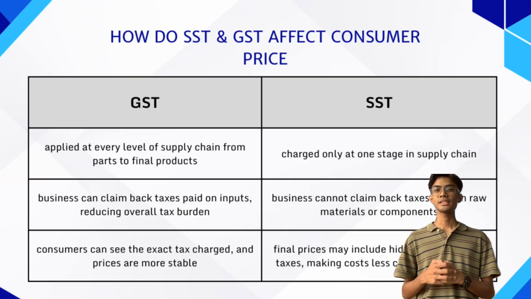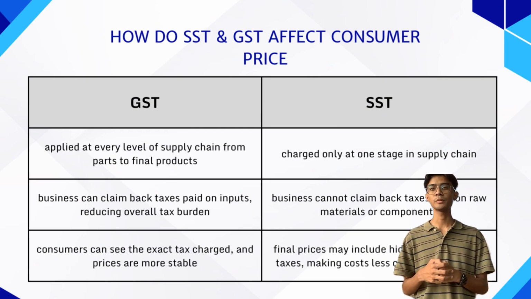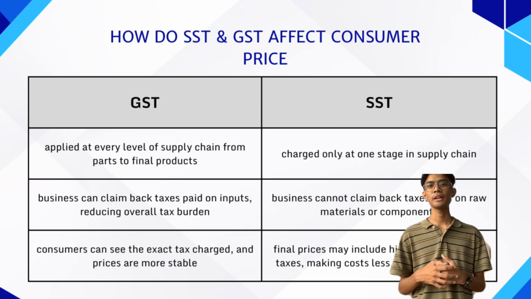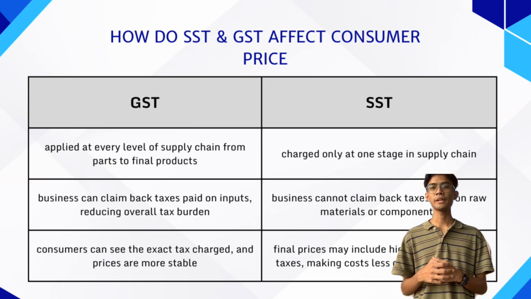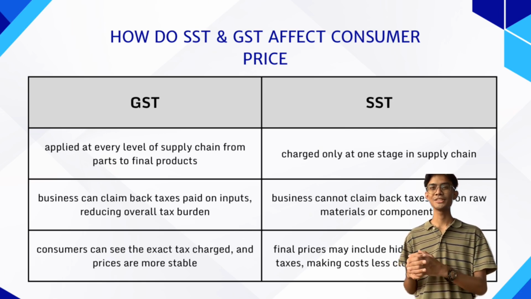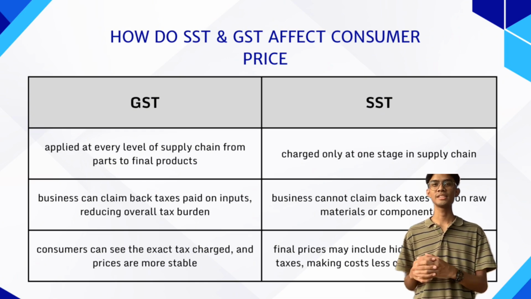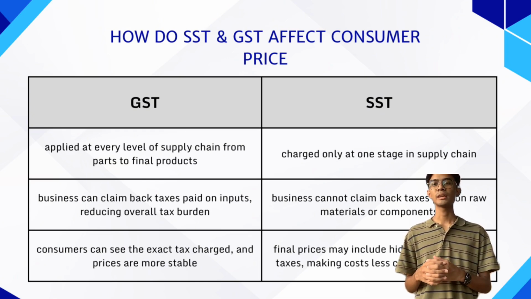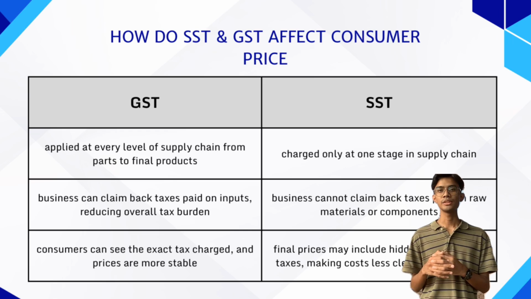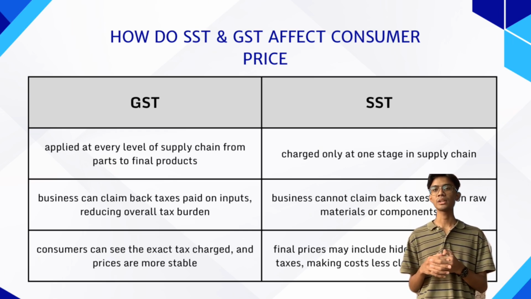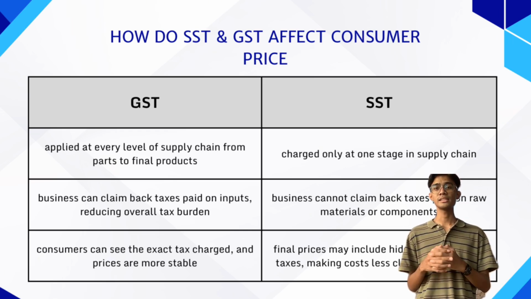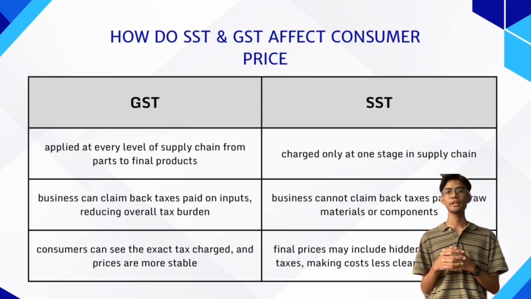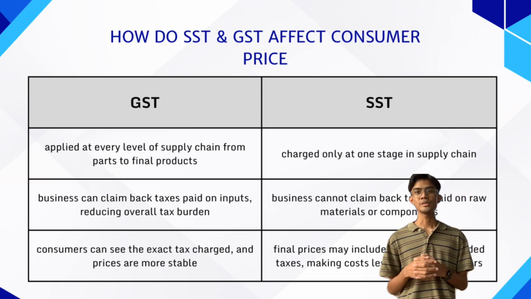The Goods and Services Tax (GST) and the Sales and Services Tax (SST) impact consumer prices in different ways. GST is applied at every level of the supply chain, from the raw material to the final product, whereas SST is charged only at one stage in the supply chain. Under GST, businesses can claim back the tax paid on inputs, which helps reduce the overall tax burden. In contrast, businesses under the SST system cannot claim back tax paid on raw materials or components, which may increase their cost.